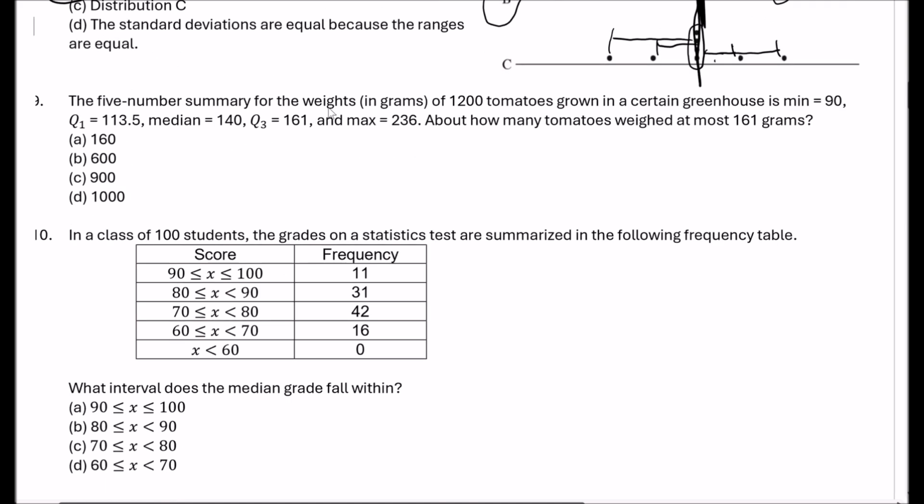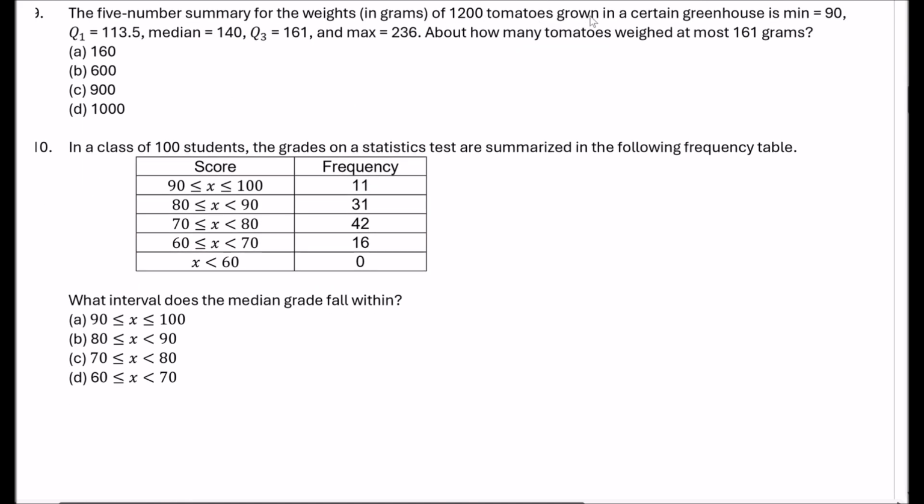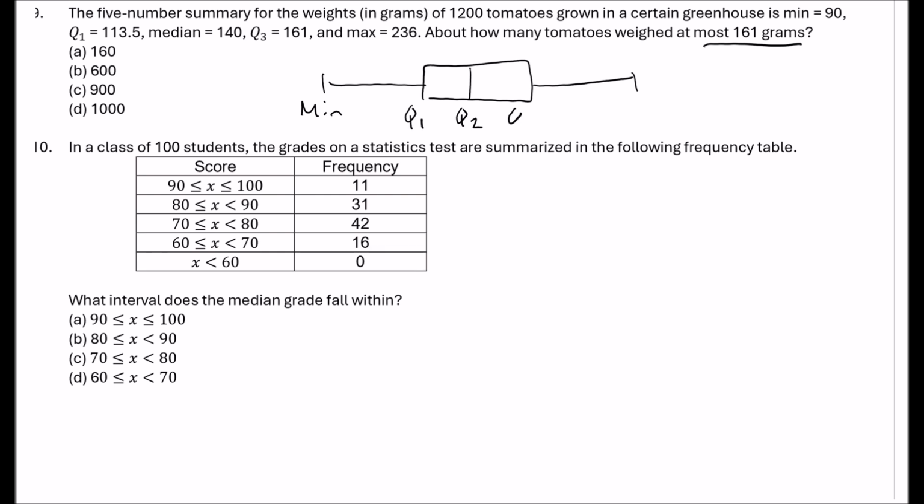The 5-number summary for the weights in grams of 1,200 tomatoes grown in a certain greenhouse is given as 90, 113.5, 140, 161, and 236. About how many tomatoes weighed in at most 161 grams? So here we're looking at the 5-number summary. And remember that in a box plot, this is your minimum here, this is your first quartile, this is your second quartile, this is your third, and then this is your maximum.